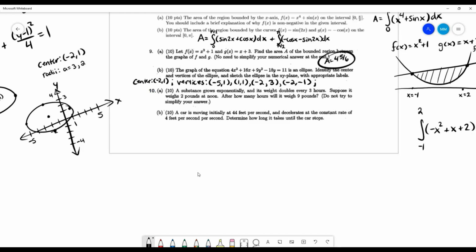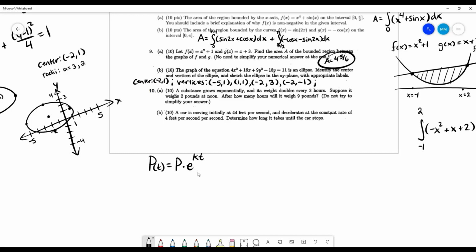So it says a substance grows exponentially. So we use that exponential growth and decay. So it's P of t equals the initial value times e to the power of our rate times t. And its weight doubles every 3 hours. Suppose it weighs 2 pounds at noon. After how many hours will it weigh 9 pounds? So we'll say that noon is when t equals 0, because we're talking hours after noon.